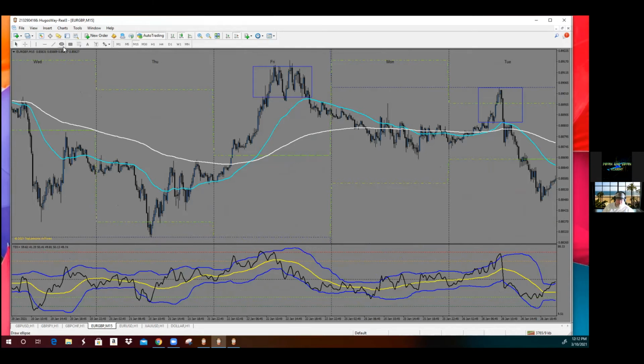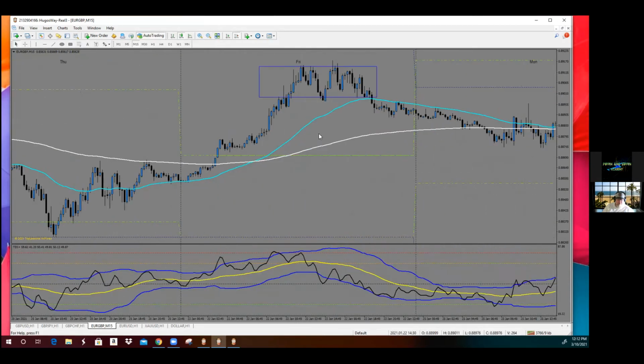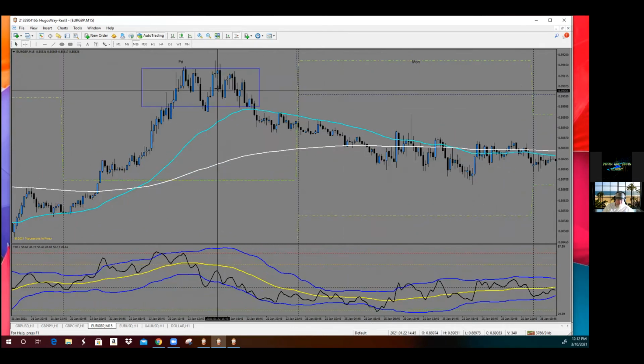And guys, you know as well as we do, price action patterns are awesome, right? So as you can tell, you got a leg here. It comes up, comes back down, comes back up, comes back down, and forms an M pattern.